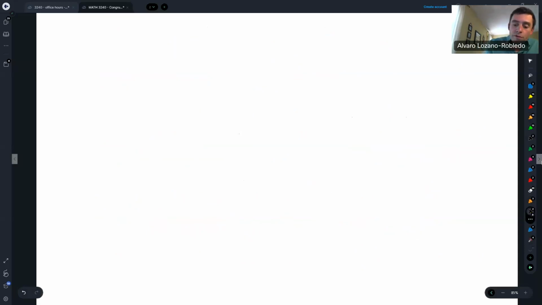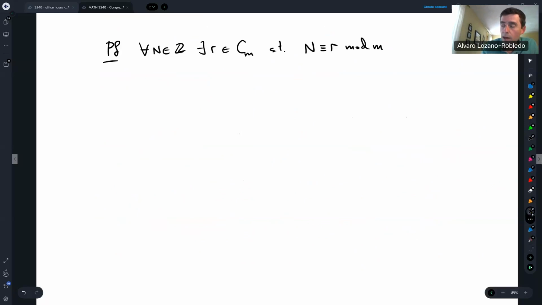So here's the proof. We want to show that for every integer n, there is some r in Cm such that n is congruent to r modulo m, and in fact that r is unique in that set. Okay, so what is this r? If we want to know what n is congruent to, what we're going to do is a remainder.